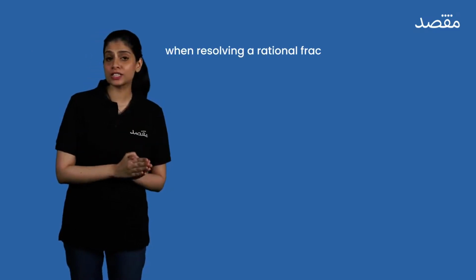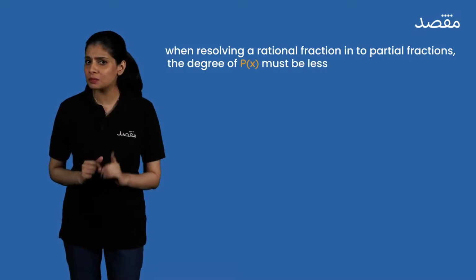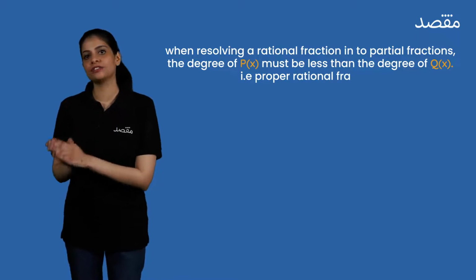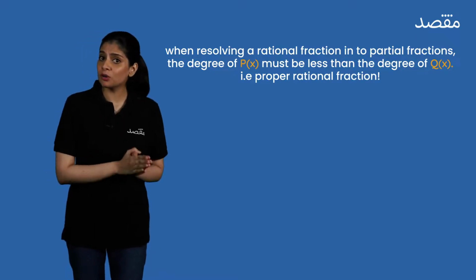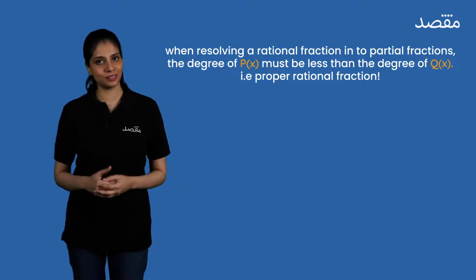तो हमेशा याद रखेगा, when resolving a rational fraction into partial fractions, the degree of p of x must be less than the degree of q of x. That is proper rational fraction. In the case of improper rational fractions, we need to divide and work with the remainder theorem. So इस टॉपिक को मज़ीद समझने से पहले let's look at what equation and identities are.